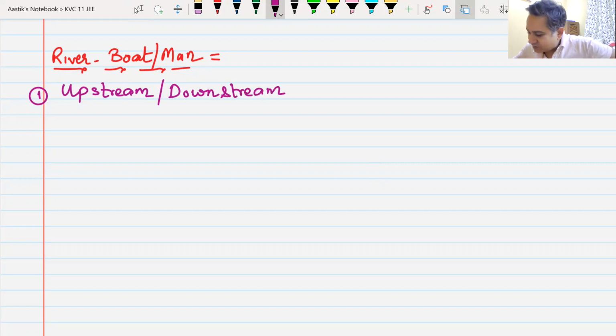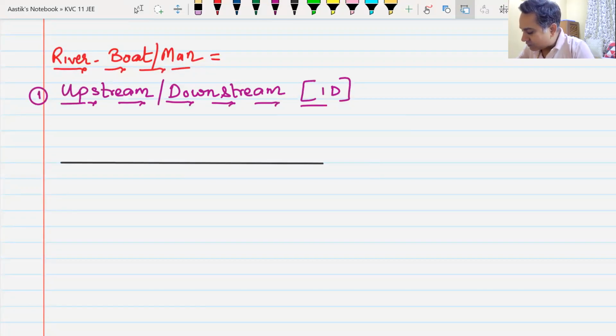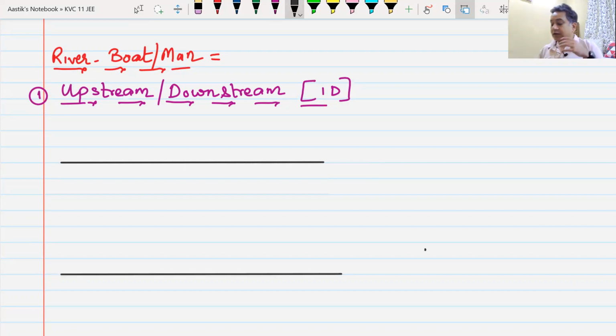Now upstream downstream problems are basically relative motion in 1D. So we'll go back to relative motion in 1D. Now what is going to happen here is there will be a river. Obviously it's a river boat problem or river man problem, so there has to be a river. Let us say like this, there would be a river.